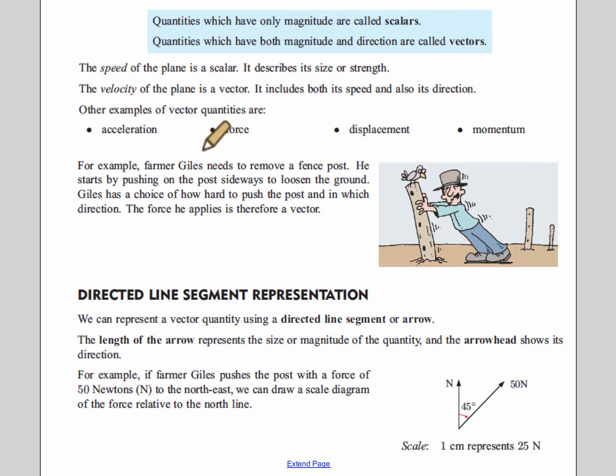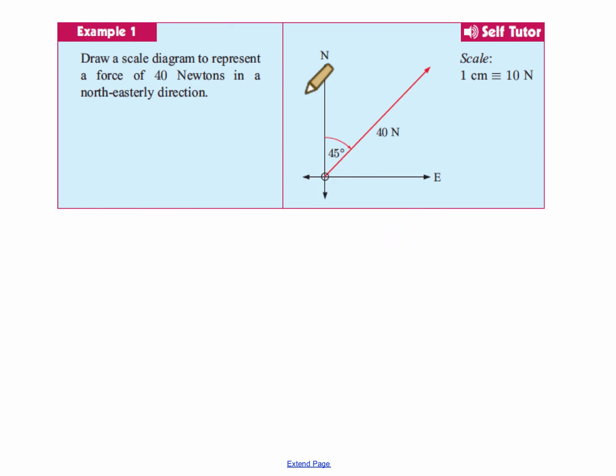So we have a farmer here. He's removing a fence post, and he starts by pushing on the post sideways to loosen the ground. He has a choice of how hard to push the post and in which direction. So the force he applies is a vector. If he were to push the post with a force of 50 newtons to the northeast, you can draw a scale diagram to represent that. Here's an example of that.